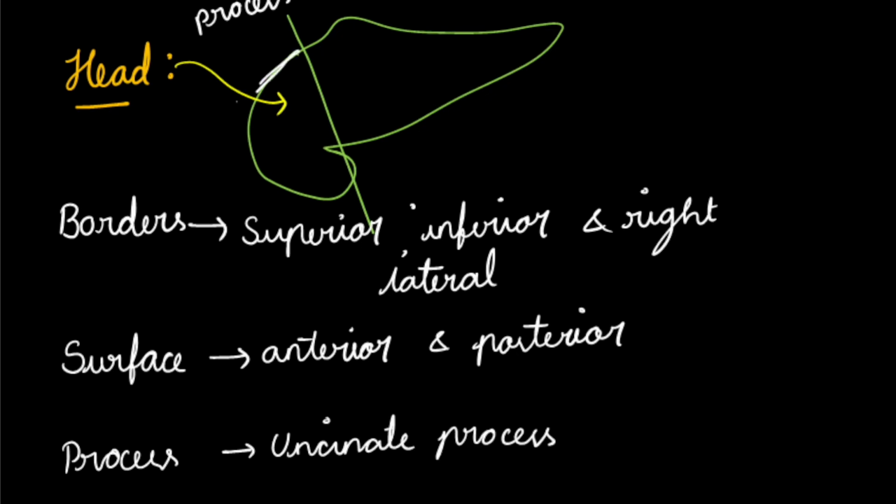Now regarding the head of the pancreas, we have three borders. One is the superior one, the second is the inferior one, and the third is the right lateral border. In case of surfaces, we can see the anterior surface, and the one beside it is the posterior surface. And at last is the uncinate process, which arises from the lower and left part of the head, and it moves towards the left side.